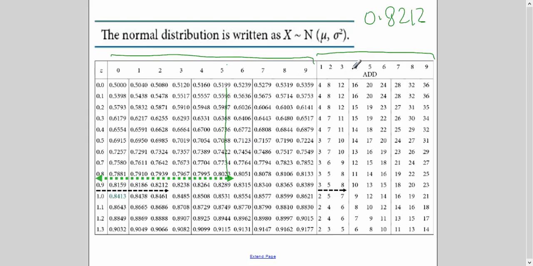So I will go to the third decimal place. 3 is here. And in the same line, which is of 0.9, it is 8. So I will add 8 under the last digit. Right? So you will get 0.8220. This is your probability. So 0.92 from here and then 3 from here.